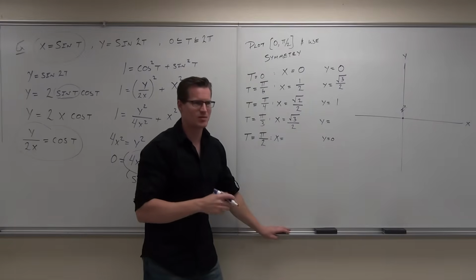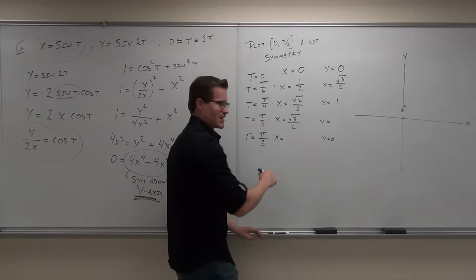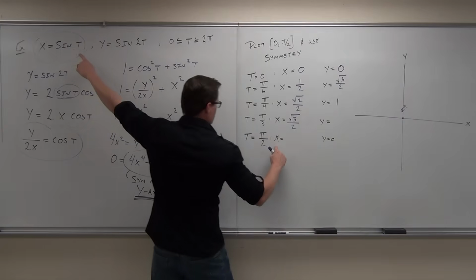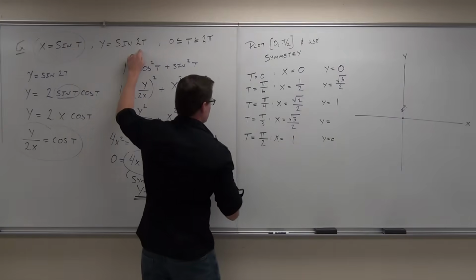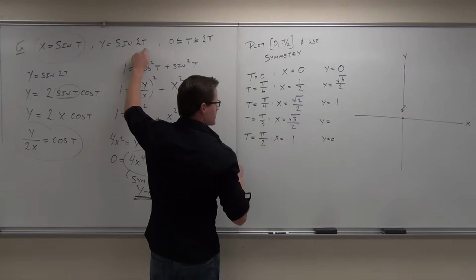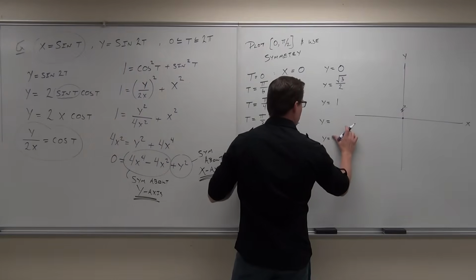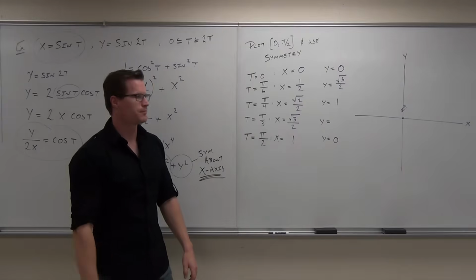You know? Look it up. Look up yours. I'll do the hard one for you, okay? I'll do this one, and you guys take care of that. So sine of pi over 2 is 1. And then 2 times pi over 2 is pi. Sine of pi is 0. I already did it for you.